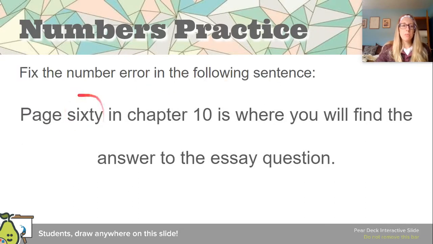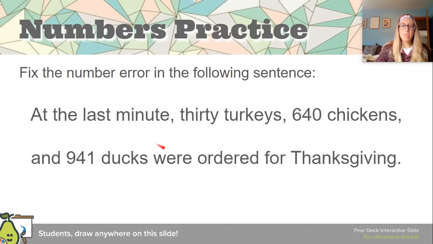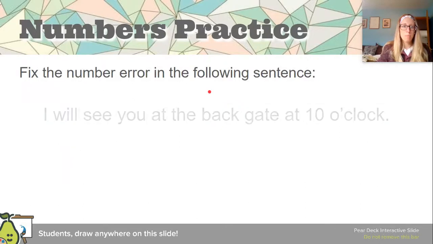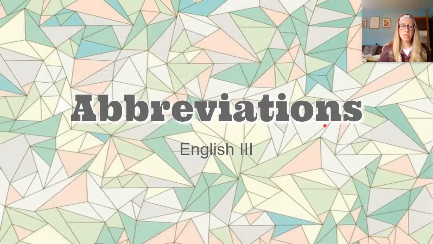And then this one, the error is right here, right? Since we're referring to a page, we can just use the numeral 6. And then this one is the listing of items. We've got 3 numbers here, 30, 640, 941. So we want to make sure that we use a numeral here. So we should have just the numeral 30. And then this one, we've got the o'clock. So 10 should be written out, TEN. And that's it for numbers.